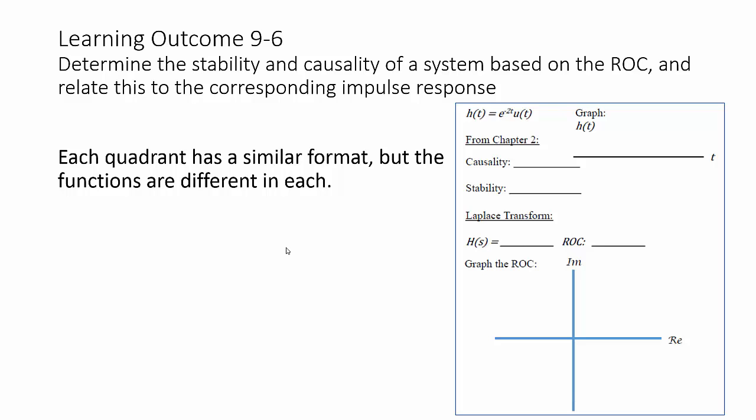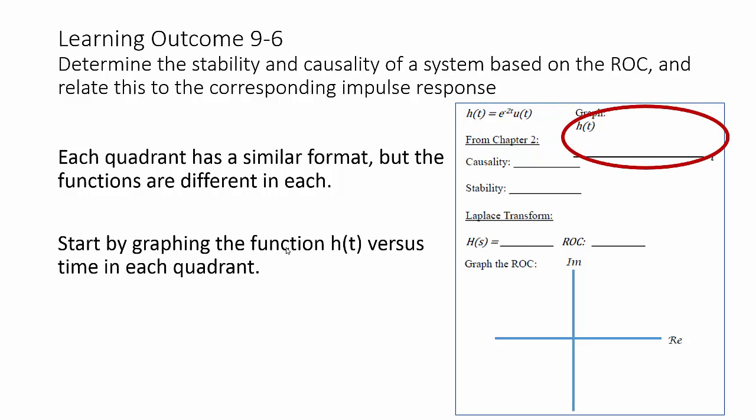I presume you have the worksheet in front of you. If you take a look at it, each quadrant has a very similar format, but the functions are different in each. Please look at those 4 functions. You can see that they have a lot of similarity to them. I want you to now take the worksheet and start by graphing that function versus time in the place provided for it.